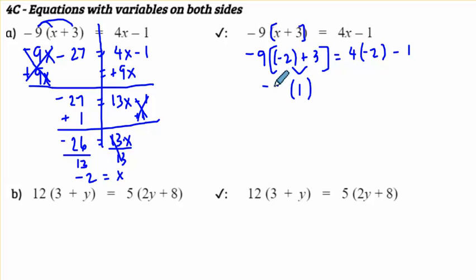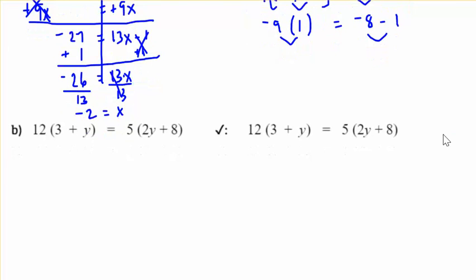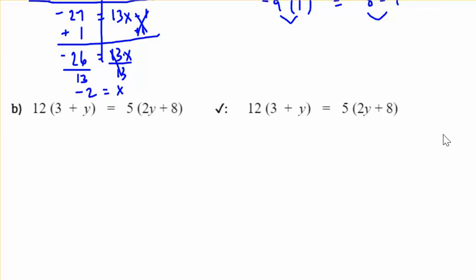And so I wind up with negative 9 times 1. And over here, 4 times negative 2 is negative 8. And then I bring down my minus 1. I'm going to let you finish this off. You need to do the math on this side and also on this side to prove that they are equal to each other. Okay, moving on to B.